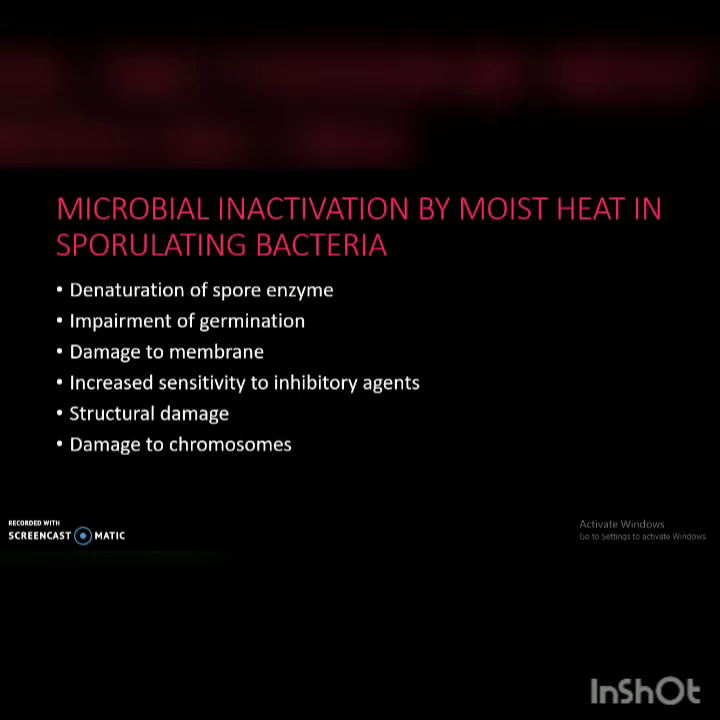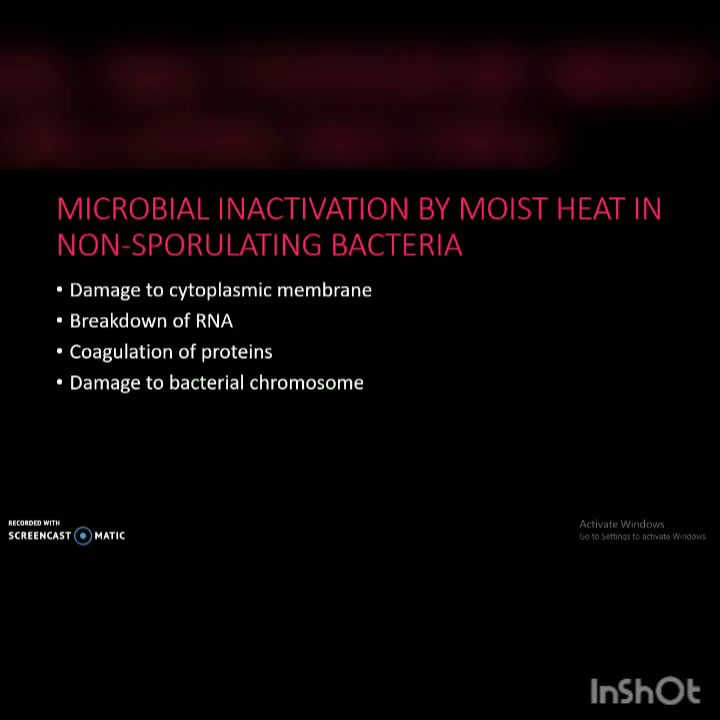Microbial inactivation by moist heat in sporulating bacteria is by denaturation of spore enzymes, impairment of germination, damage to membrane, increased sensitivity to inhibitory agents, structural damage, and damage to chromosomes. Microbial inactivation by moist heat in non-sporulating bacteria is mainly by damage to cytoplasmic membrane, breakdown of RNA, coagulation of bacterial proteins, and damage to bacterial chromosome.